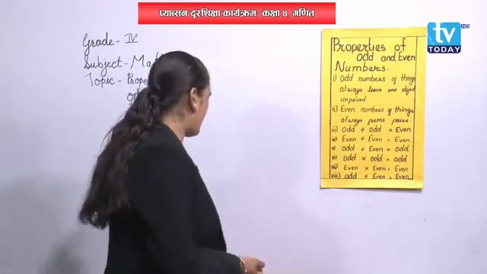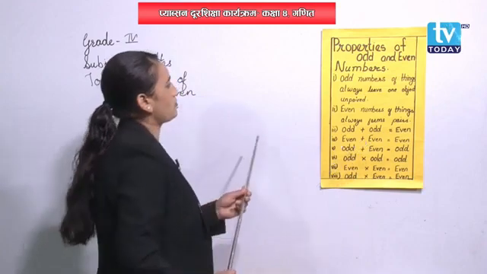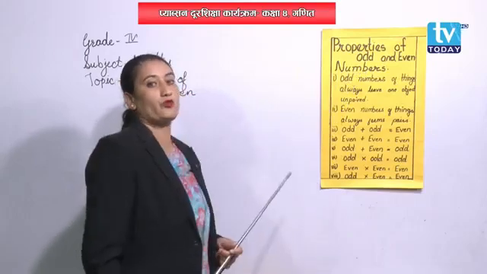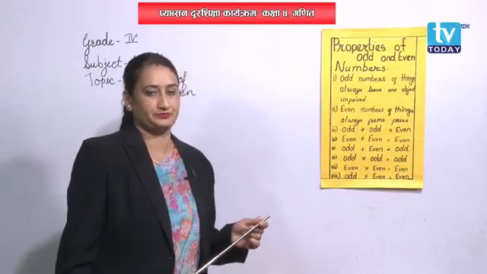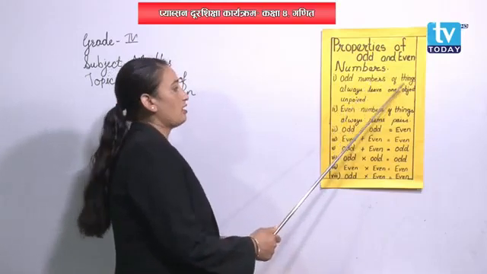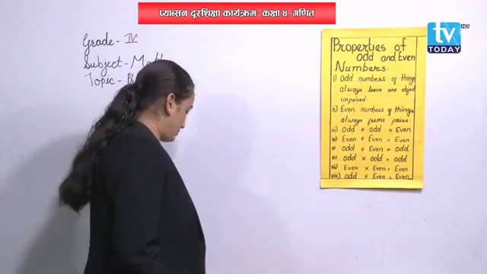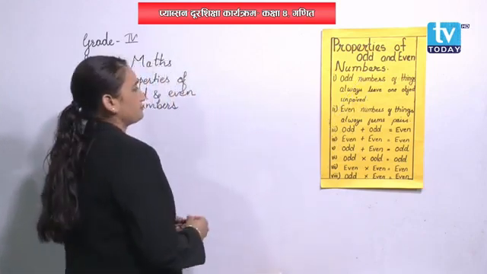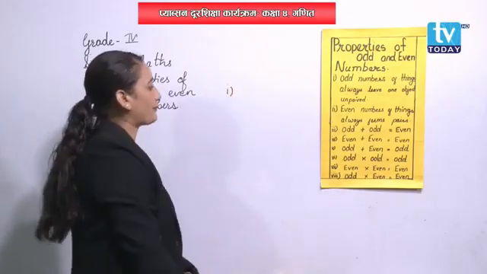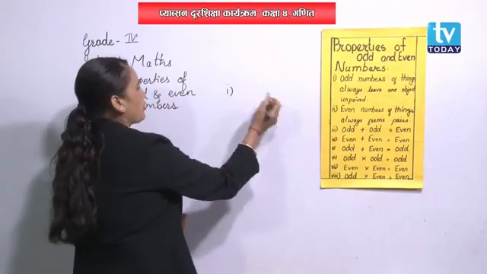So first, have a look at the first question. The first question is: properties of odd and even numbers. And what is the first property? Odd numbers of things always leave one object unpaired. For example, for the first property to be proved, what do we have to do? The first property is odd number of things. I am going to make an odd number, okay?